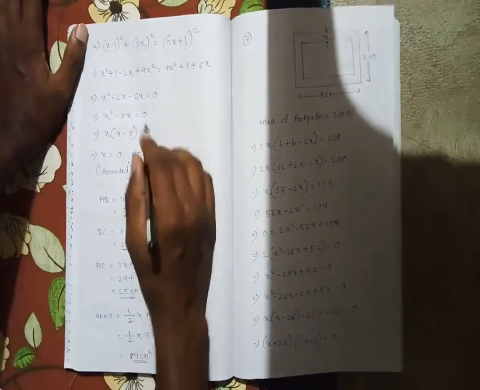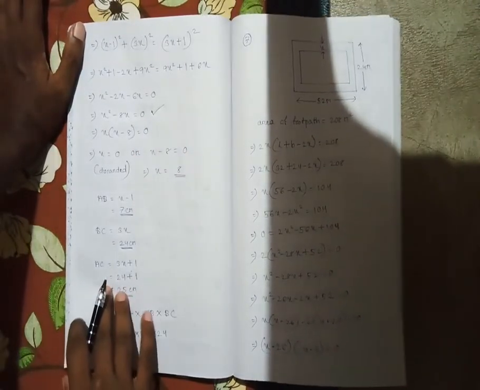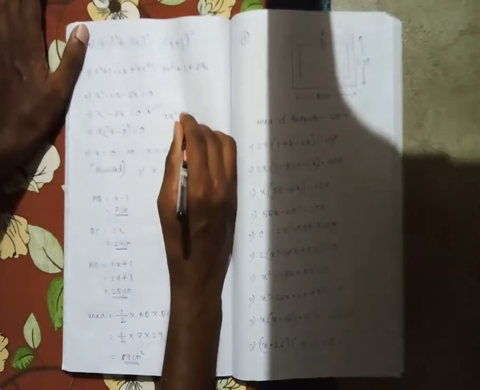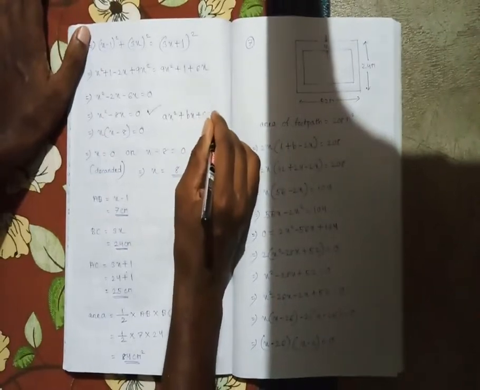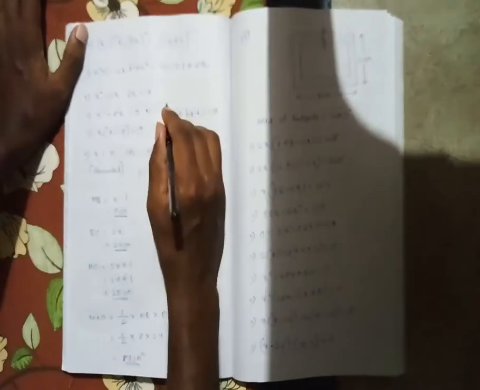This is in standard form. Always bring to standard form, which is ax square plus bx plus c is equal to 0. Don't forget this.